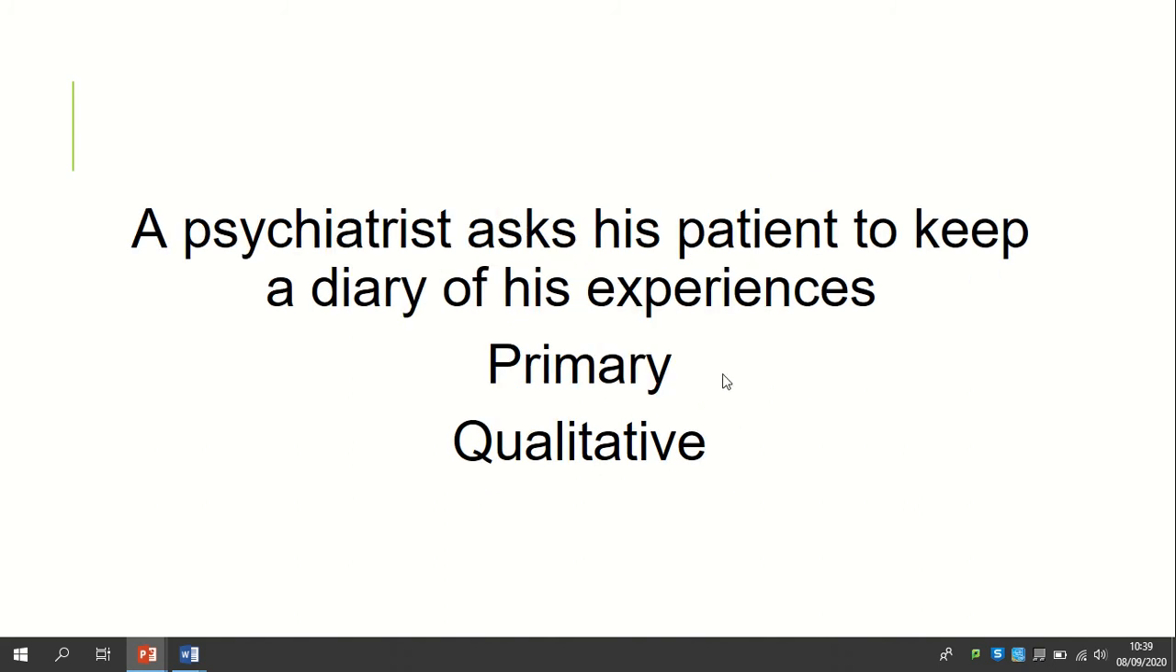The psychiatrist asks his patient to keep a diary of his experiences. So here, the psychiatrist is asking his patient to keep a diary. It would be primary because he is keeping a diary of his own thoughts and feelings, and because it's his thoughts and feelings, it would be considered qualitative as well.